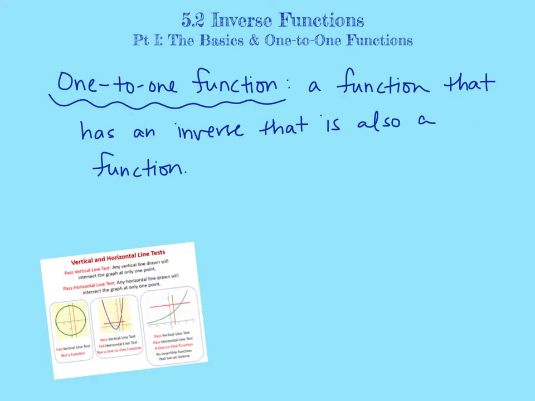A big idea when discussing inverse functions is the idea of a function being one-to-one. A function is one-to-one when its inverse is also a function. In order to see if a function has an inverse that is also a function, i.e. to see if a function is one-to-one, what we can do graphically is see if that function also passes the horizontal line test.